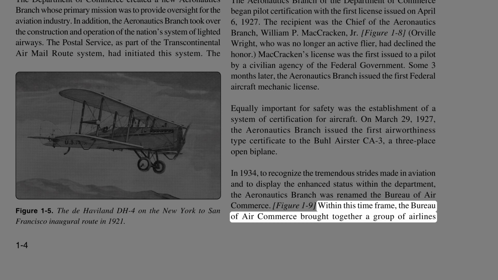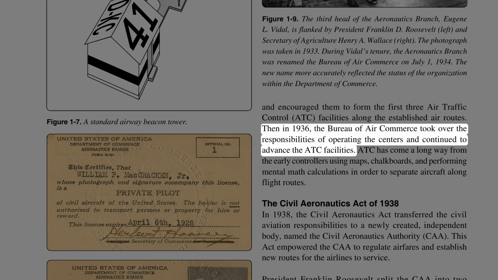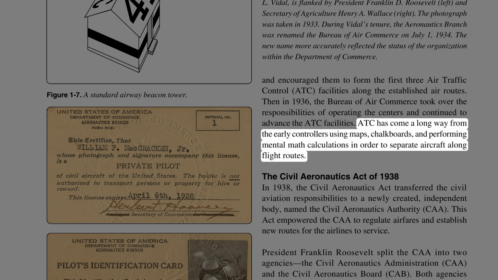Within this time frame, the Bureau of Air Commerce brought together a group of airlines and encouraged them to form the first 3 air traffic control (ATC) facilities along the established air routes. Then in 1936, the Bureau of Air Commerce took over the responsibilities of operating the centers and continued to advance the ATC facilities. ATC has come a long way from the early controllers using maps, chalkboards, and performing mental math calculations in order to separate aircraft along flight routes.